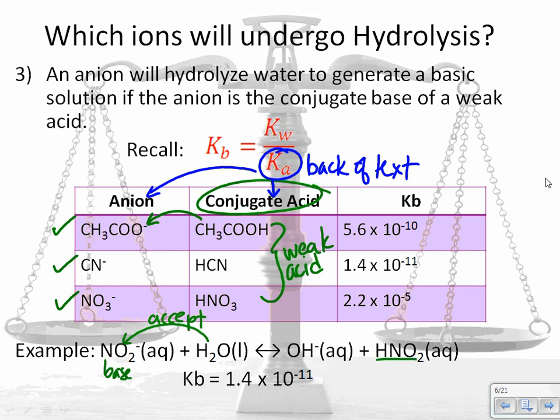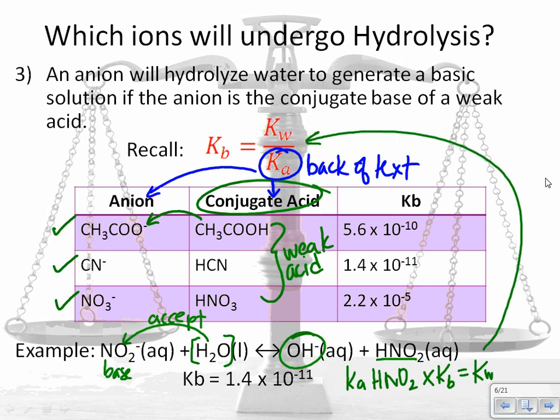That's how I get HNO2 on my product side. What's left over from my water molecule? OH, because I got rid of the hydrogen and I put it on the NO2. The Kb for this reaction is 1.4 times 10 to the negative 11. How did I figure that out? I found the Ka for HNO2 in the back of the text, and I knew that Ka times Kb was Kw, so I rearranged my equation just like up here, and I calculated the Kb. So I did 1.0 times 10 to the negative 14 divided by the Ka in the back of the textbook, and I get 1.4 times 10 to the negative 11.